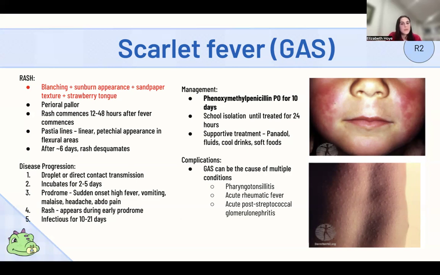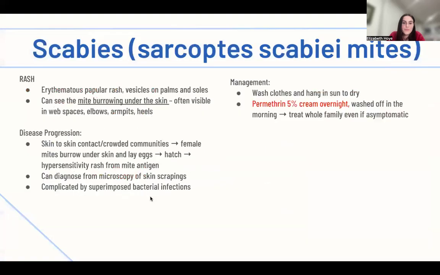So the management is phenoxymethyl penicillin orally for 10 days, and kids need to stay home from school until at least 24 hours of that antibiotic treatment is reached. And you should definitely remember the complications of group A strep, especially in certain demographics of kids, because it can lead to things like acute rheumatic fever, acute post-strep glomerulonephritis, which is covered by other lectures. It's in other parts of the matrix, so I won't go into it, but make sure you do know all the things that group A strep can cause.